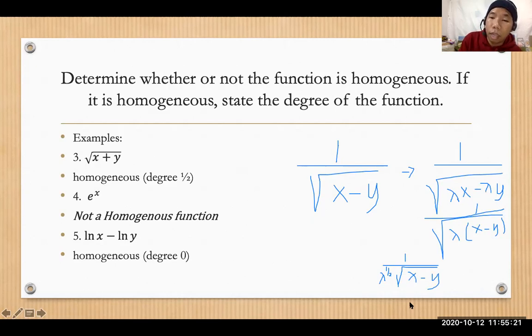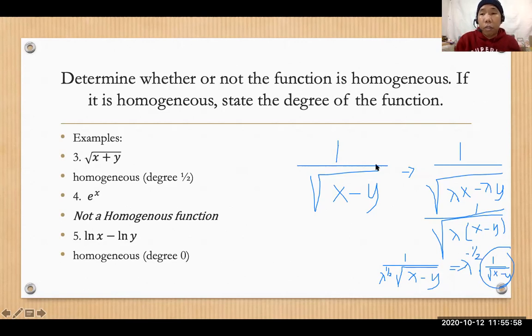You can bring this up into the numerator, and the exponent will become negative 1/2. So it is multiplied by 1 over the square root of x minus y. As you can see, you have the given function and you have lambda raised to k, and k is equal to minus 1/2. It means that the function is homogeneous of degree negative 1/2. Are we clear here?